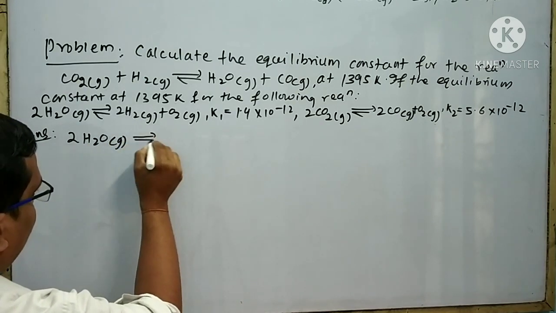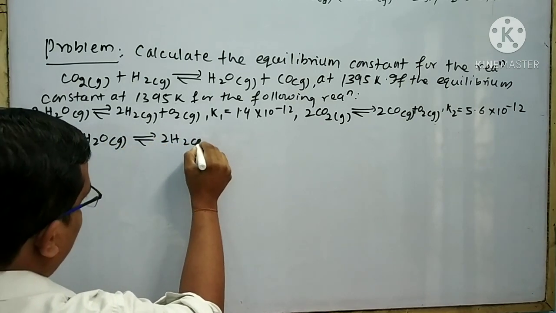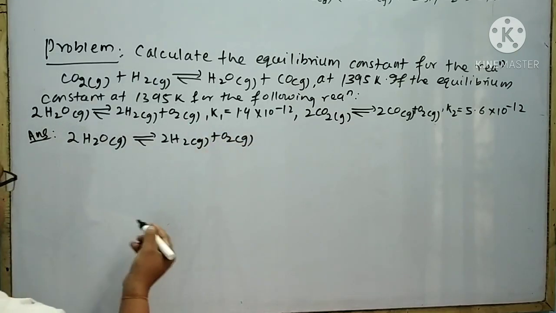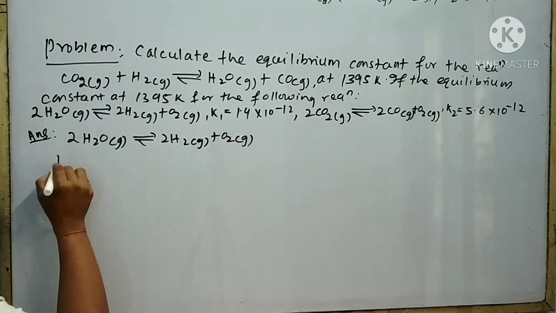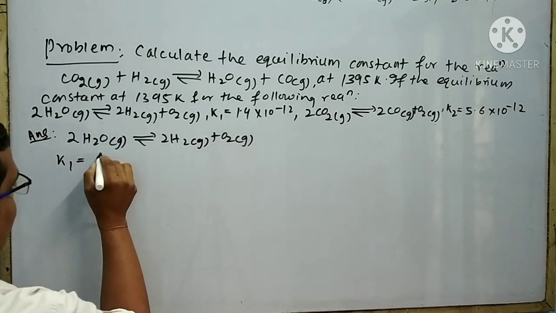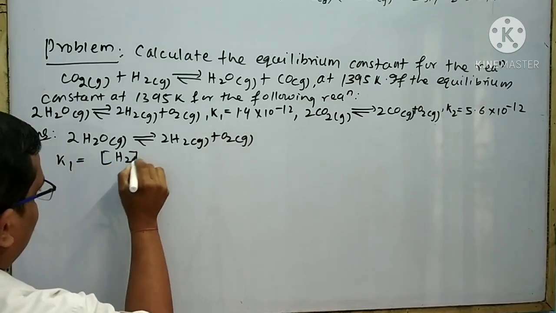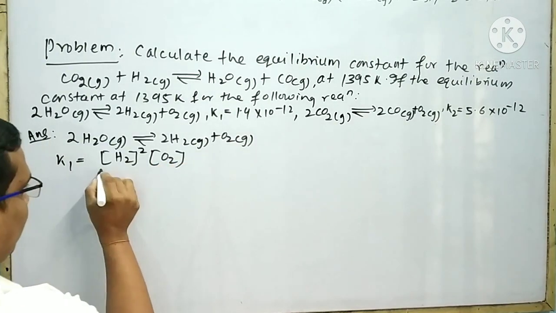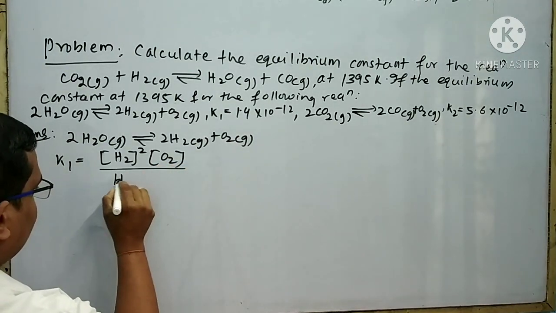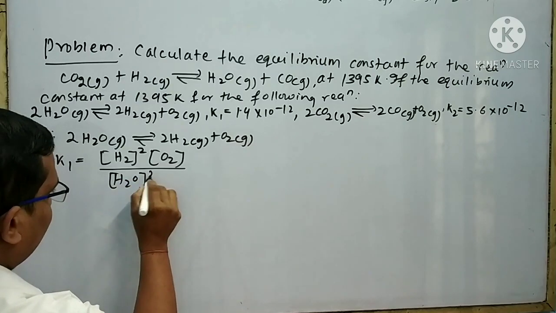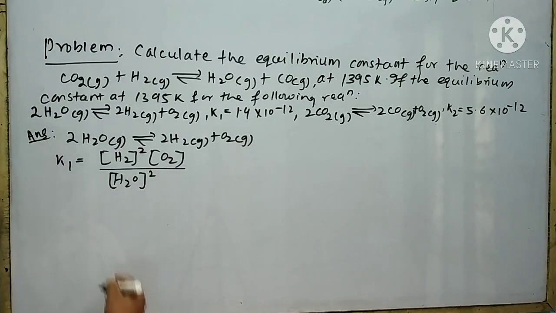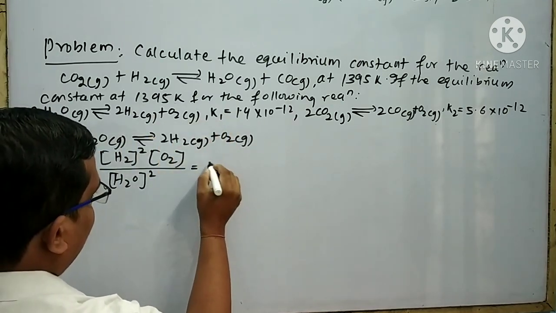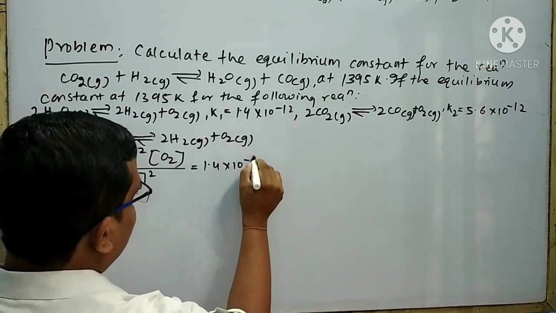2H2O gas gives 2H2 gas plus O2 gas. For this equation I can write K1 equal to molar concentration of H2 power 2 into molar concentration of O2 divided by molar concentration of H2O power 2. For this reaction the equilibrium constant K1 is given, so here I can write 1.4 into 10 to the minus 12.